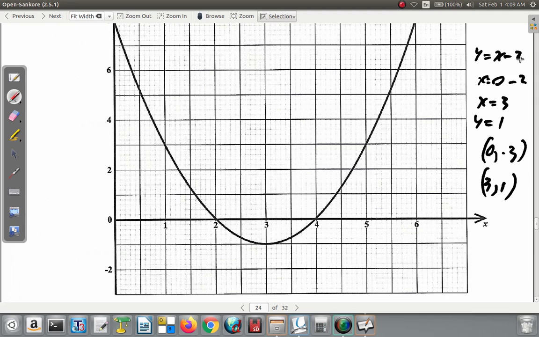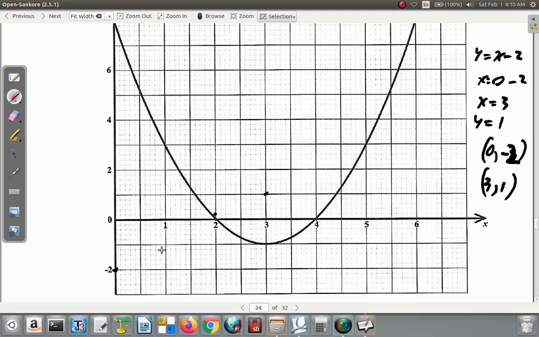Alright, when x is 0, y is negative 2. Why did I write 3 here? It should be 2. Right, good. So when x is 0, y is negative 2. It's right here. And when x is 3, 3 minus 2 is 1. When x is 3, y is 1 right here. And I want a straight line through it.